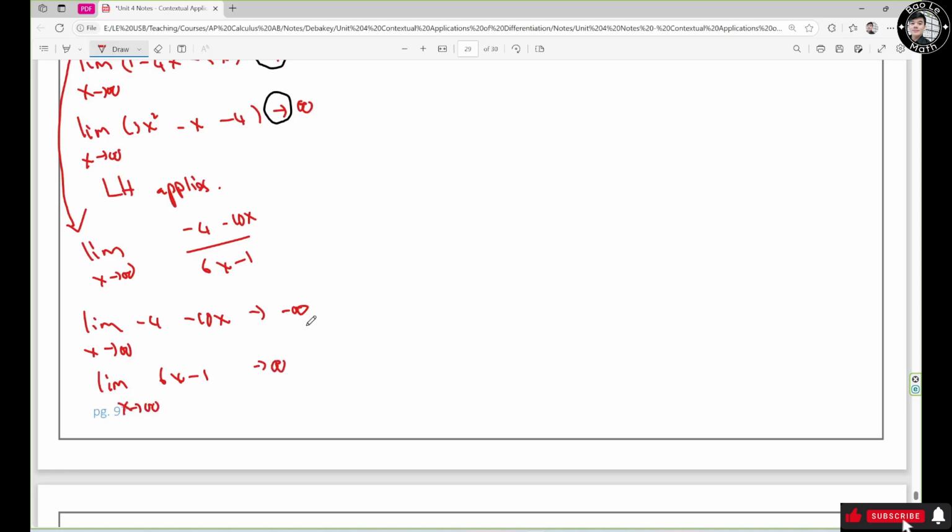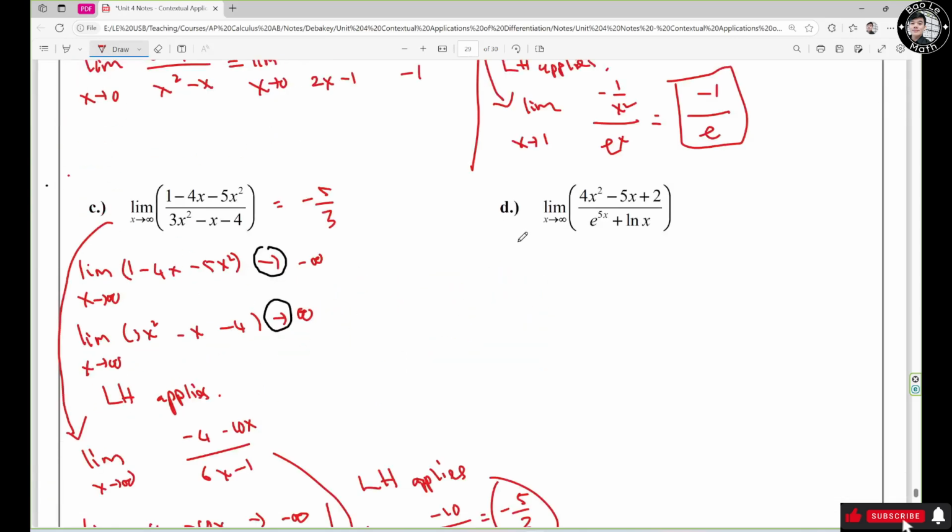So this one is an indeterminate form. So we're going to apply L'Hopital's rule one more time, right? So L'Hopital's rule applies. It's going to be right here, the limit when s approaches infinity. The derivative of this one is equal to negative 10. The derivative of this one is equal to 6. So it's going to be negative 5 over 3, right?